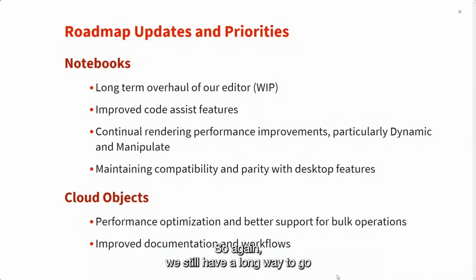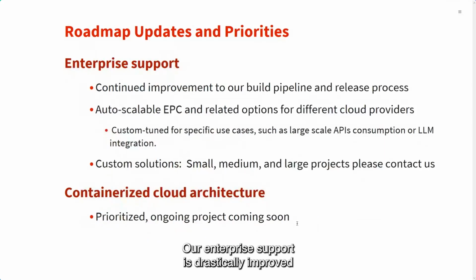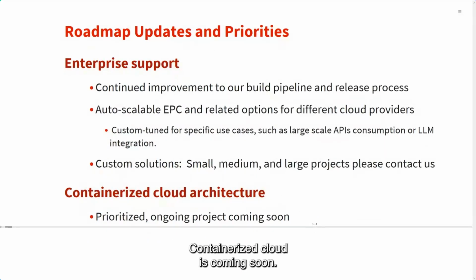All right, super quick run through of roadmap and priorities. So again, we still have a long way to go to try to be at parity with the desktop. There will always be some differences and limitations in terms of performance. We definitely want to overhaul our editor to give more features there, have improved code assist features, and continually care about performance improvement, particularly around dynamic and manipulates. Cloud objects, again, general performance optimization and better support for cloud operations, as well as improved documentation and workflows. Our enterprise support is drastically improved and getting there. Containerized cloud is coming soon.